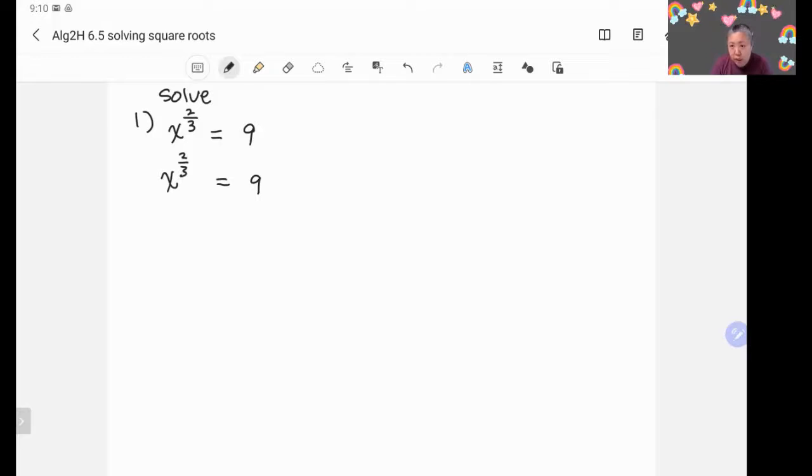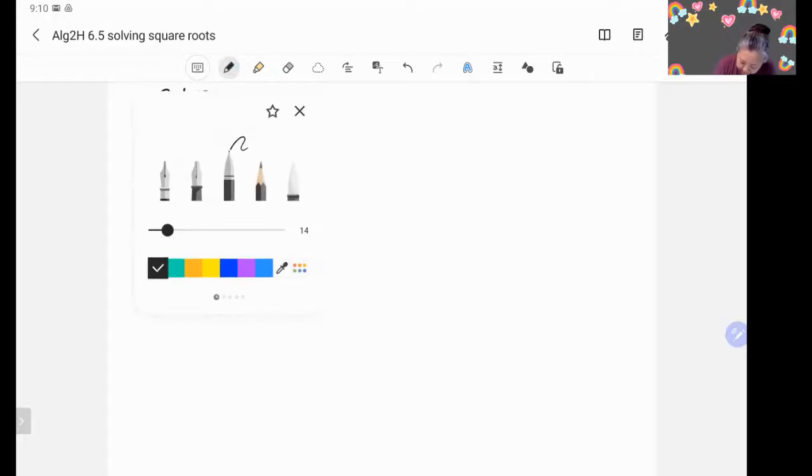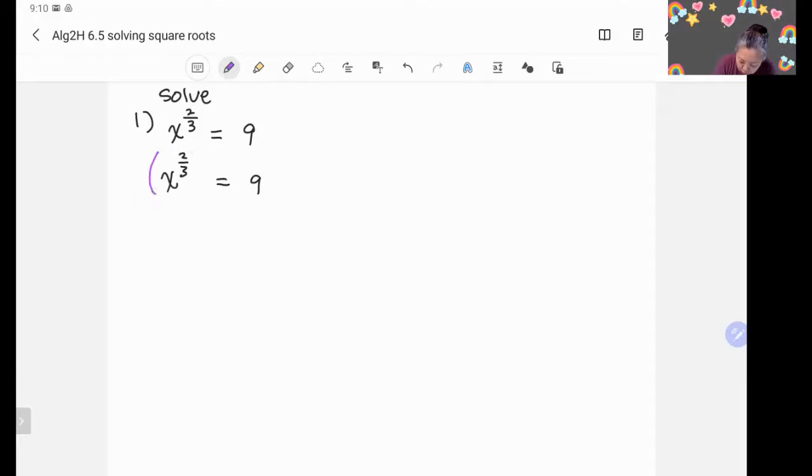Okay, so if we have x raised to the power of 2/3, and this is 9, then what we can do to both sides is raise both sides by the rational exponent that is the reciprocal of the fraction. So x has 2/3 as the exponent, and what I need is 3/2 as the exponent, but I have to do it to both sides, right?